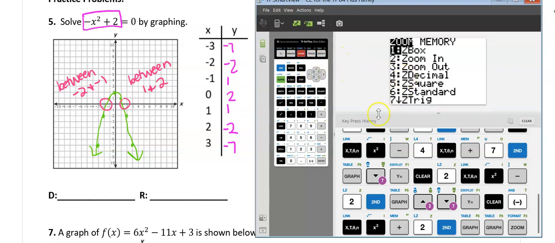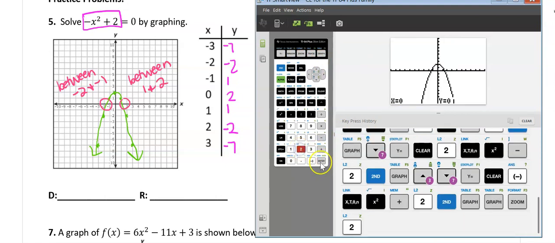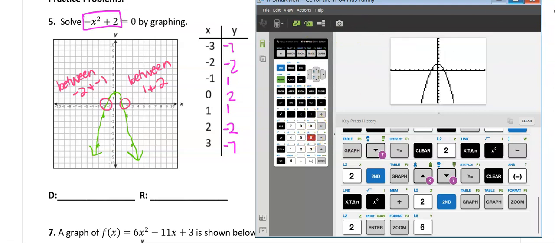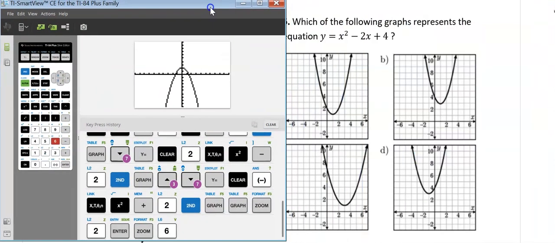The other thing you can do is probably zoom in. I'm going to try that just a little bit and see if it's a little clearer. And right here, you can see where it is between 1 and 2, and it is between -1 and -2. So that can be an option to look at as well. Okay, I'm going to go back to my standard window because we're going to do some graphing problems now.